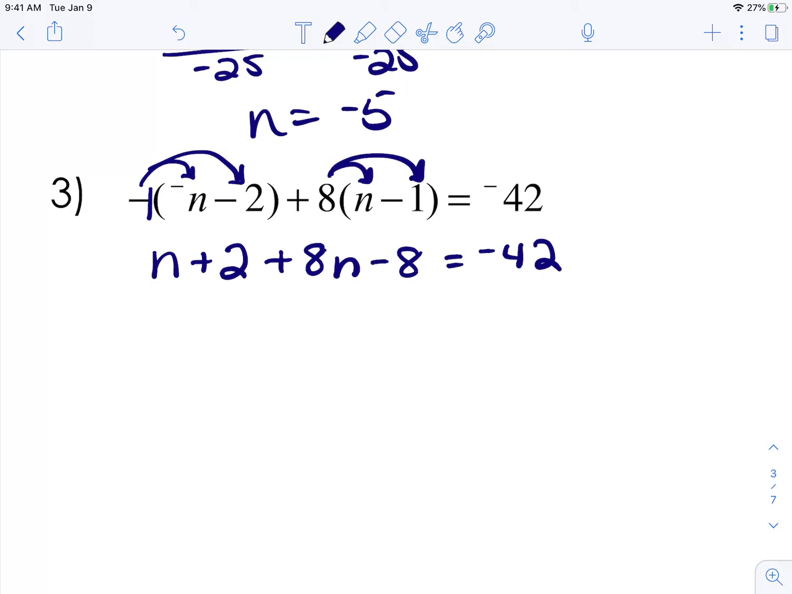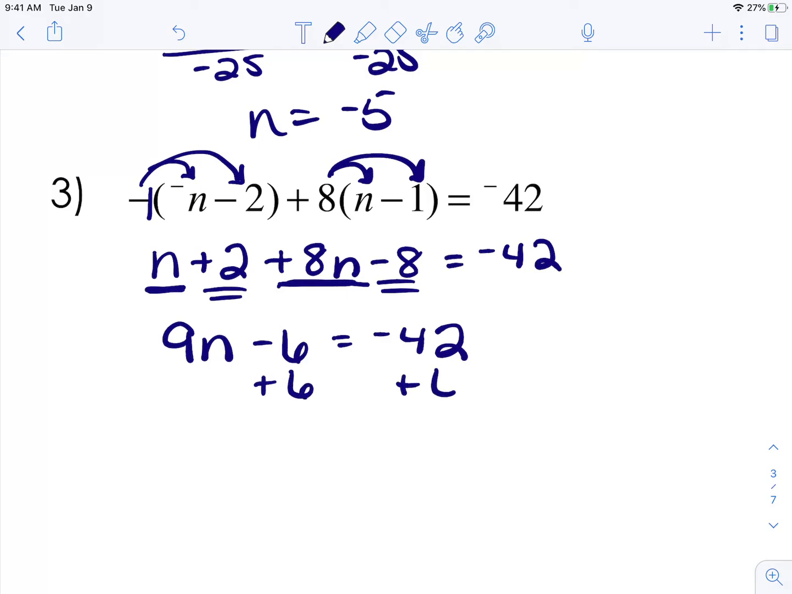We have like terms here to combine. So I have an n plus 8n is 9n. And then I have a 2 minus 8, which is negative 6, and that equals negative 42. So I'm going to now add my 6 to both sides. 9n is equal to negative 36. Divide by 9. n is equal to negative 4.